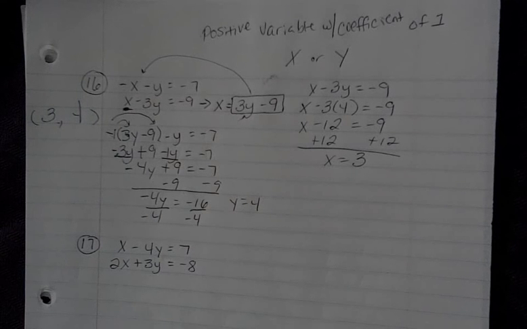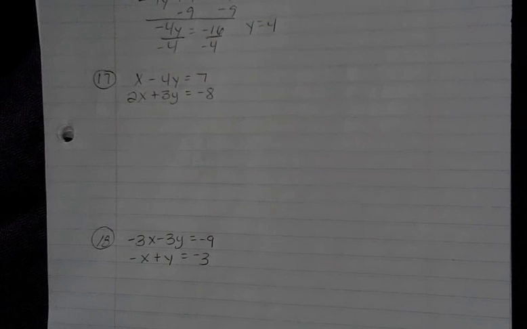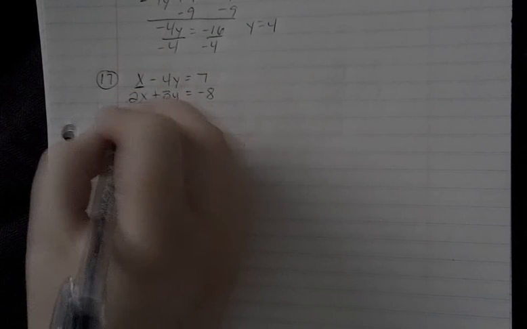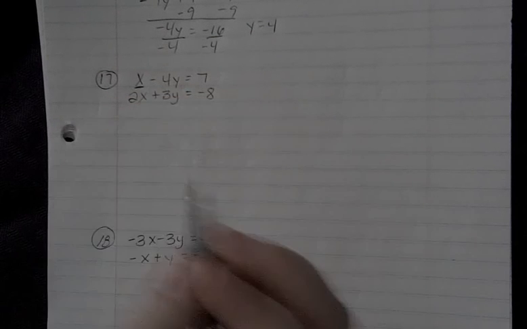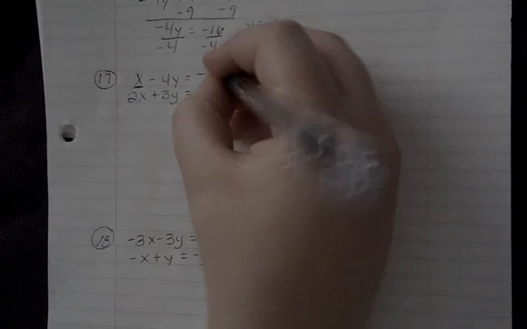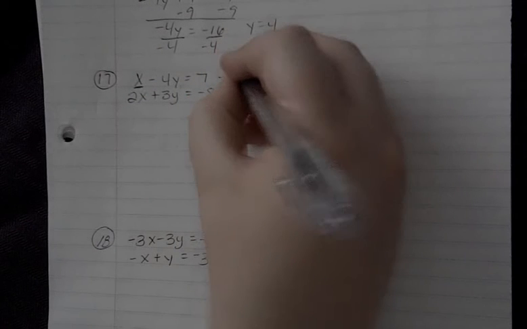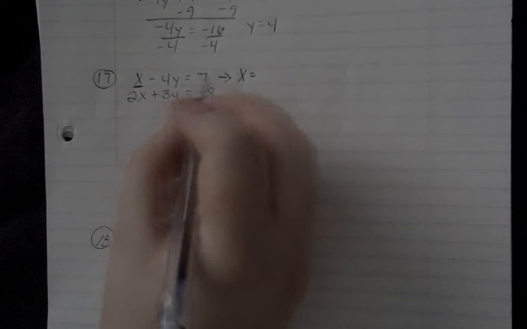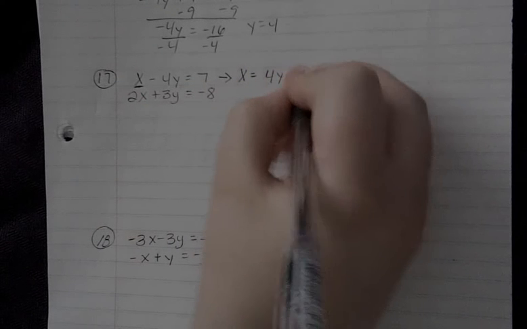So let's look at number 17. We're looking for the variable that's positive and has a coefficient of 1. It's kind of easy to spot on this one because all of these have coefficients that are higher than 1. So our new equation here is going to be x equals. So to get this negative 4y on the other side, we would have a positive 4y and then plus 7.